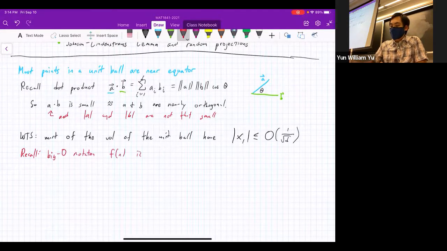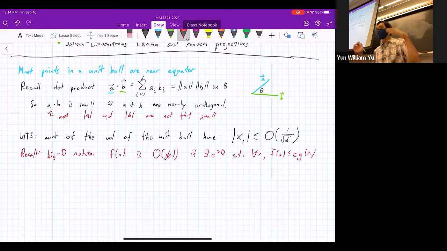A function f of n is O of g of n if there exists some constant c greater than 0, such that for all n, f of n is less than or equal to c times g of n. So basically, we're saying that f of n grows no faster than g of n. We also have a couple other notations. Big O is what we'll be using most often.